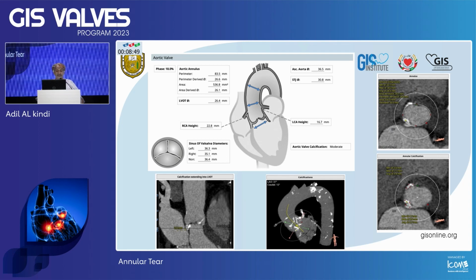We did his cardiac CT. His area was 536, which falls in the range of the 26 millimeter valve, the kind that we're using. You can see that he had pretty significant calcification in the arch and also in the aortic valve. I want you to notice the calcification extending into the LVOT on the left lower end. He also had annular calcification. That was something we had in mind.